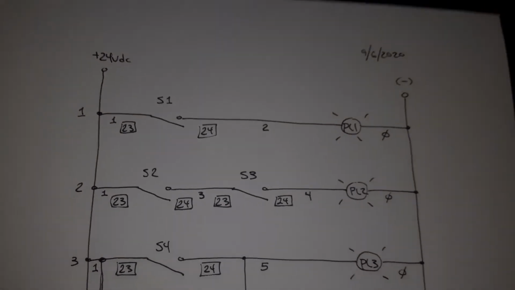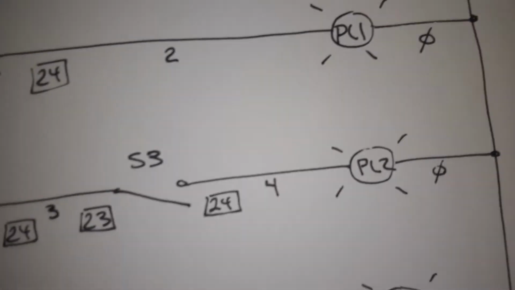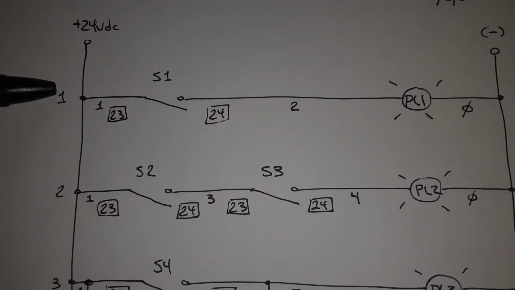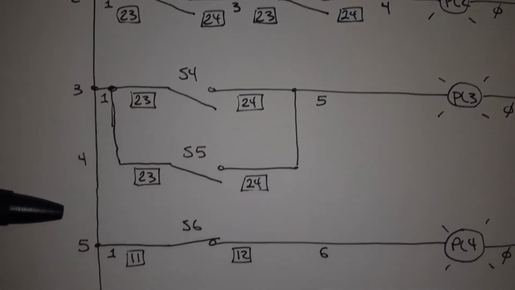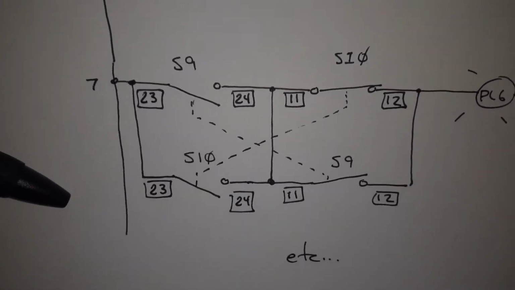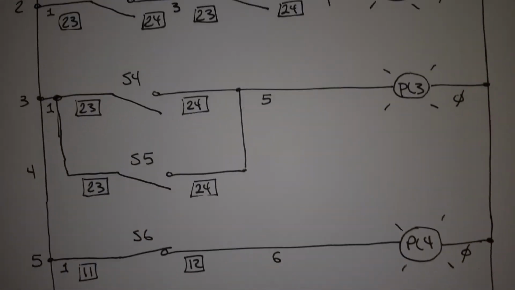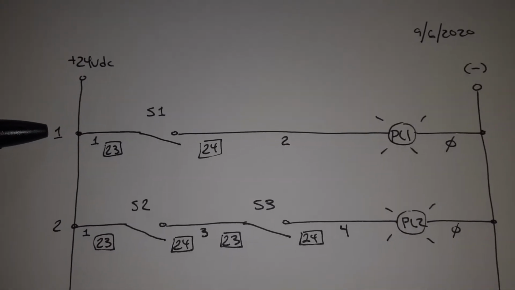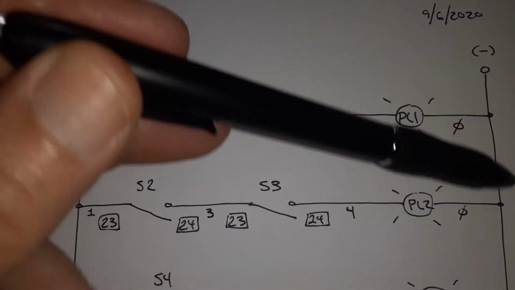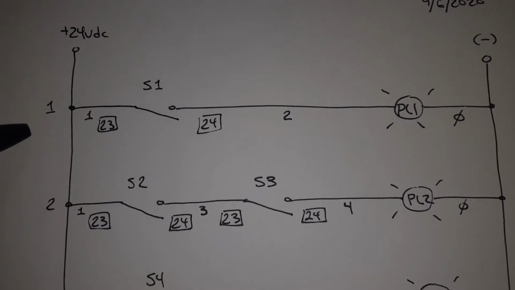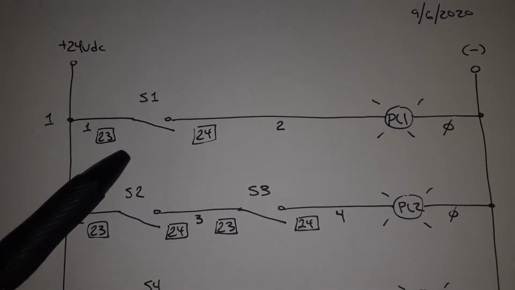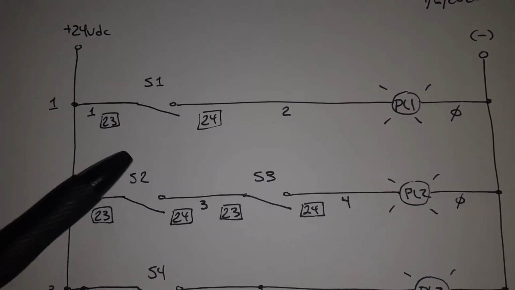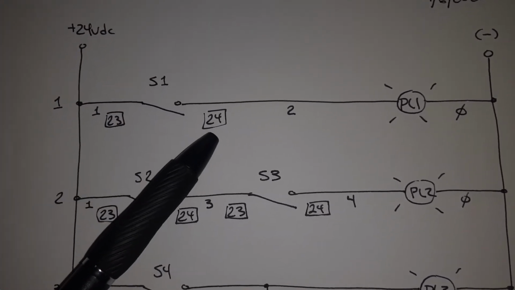Notice on the left side I've got numbers. Let me get my pen here. 1, 2, 3, 4, 5, 6, 7 on the left side. These are the line numbers or the rung numbers, like rungs on a ladder. It looks kind of like a ladder. So let's talk about all these numbers here. This is an open switch, S1. Come in on 23, go out on 24.